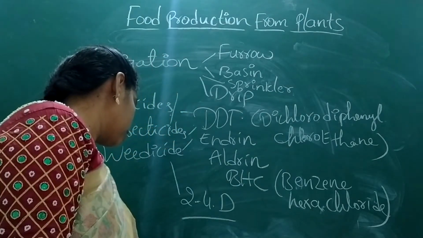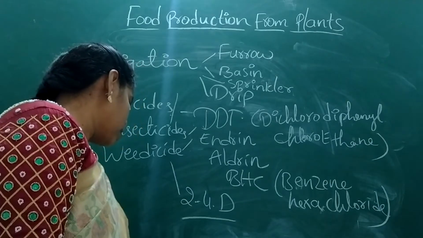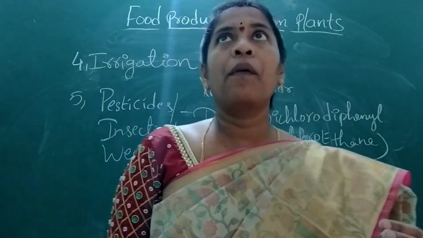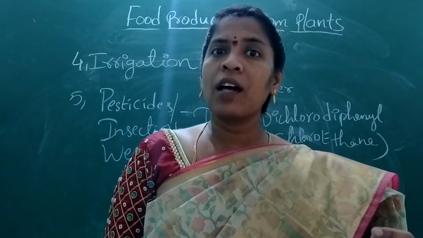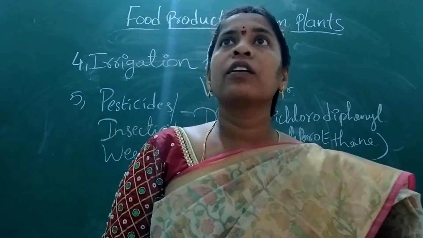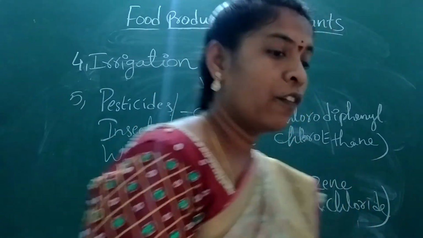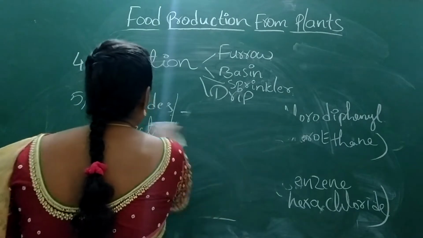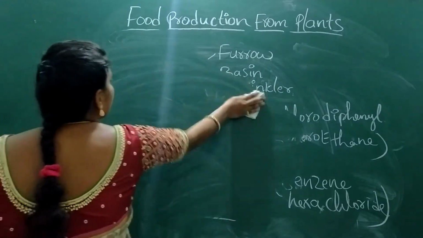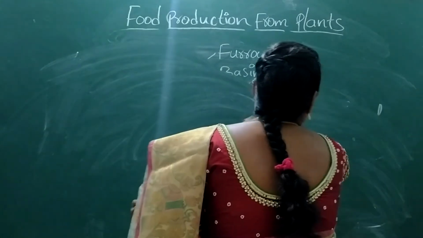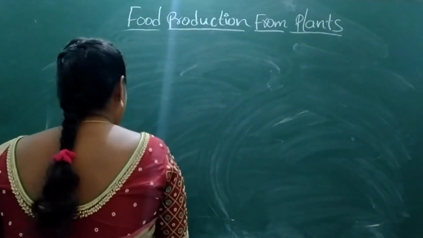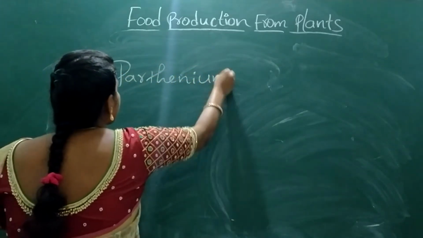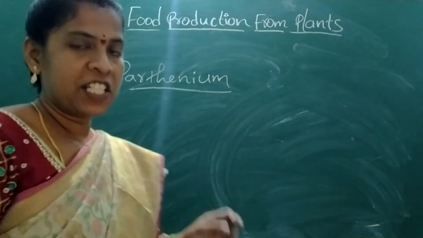After this, the crops grow up to a certain height. Then here we have a doubt, madam: what unwanted plants grow in between the crops? You know it, parthenium is one of the weeds which grows in between. Parthenium is one of the dangerous weeds.